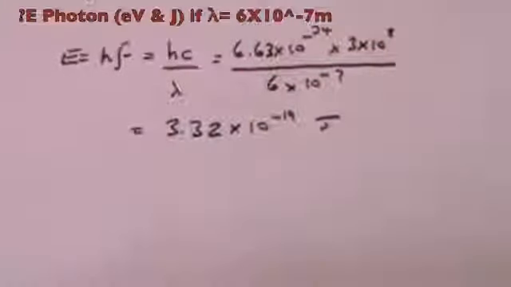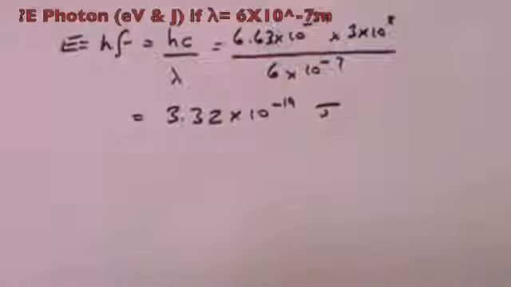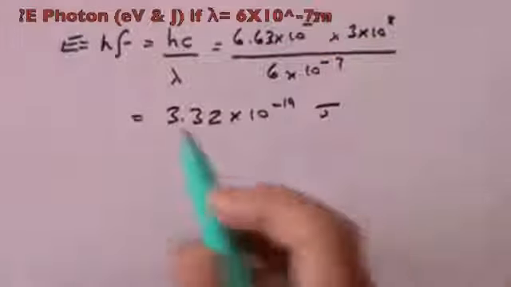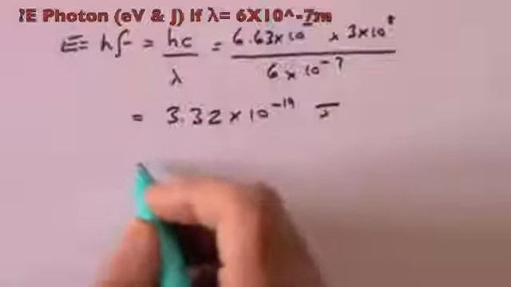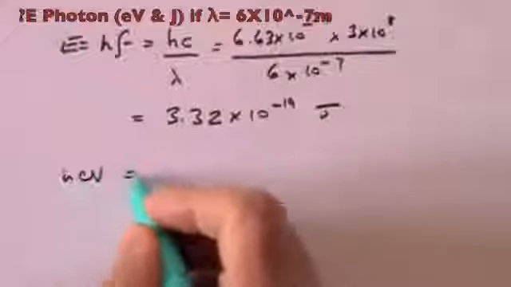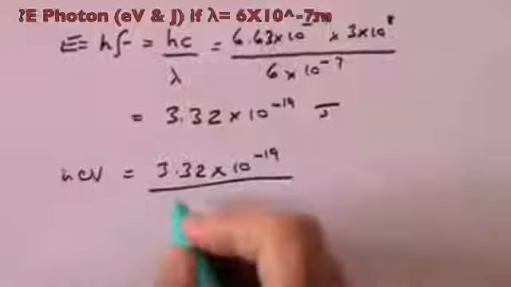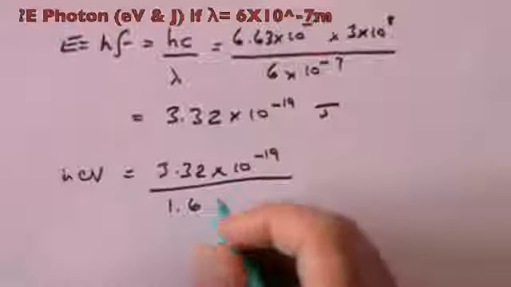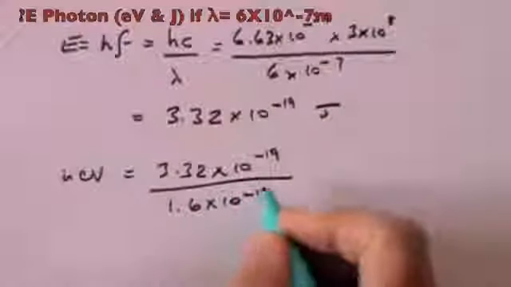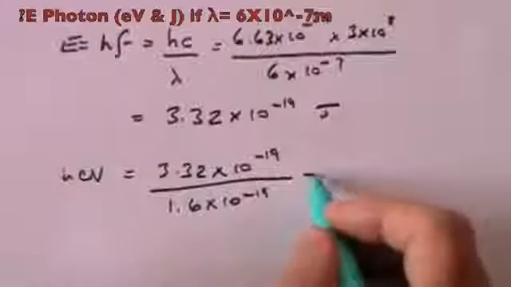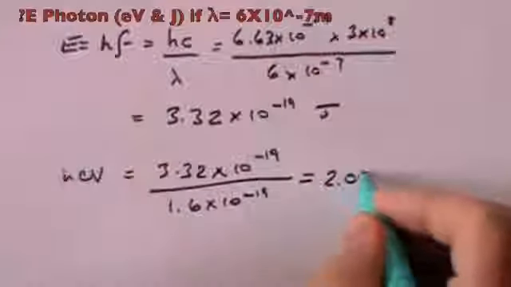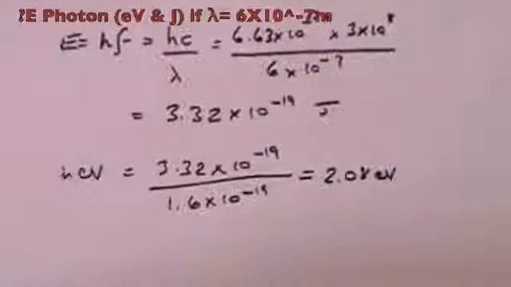To convert that to electron volts, if you convert from joules to electron volts, you divide by 1.6 times 10 to the minus 19, which is the charge on the electron, and so in electron volts it will be 3.32 times 10 to the minus 19 divided by 1.6 times 10 to the minus 19, and that is going to come out at 2.08 electron volts.